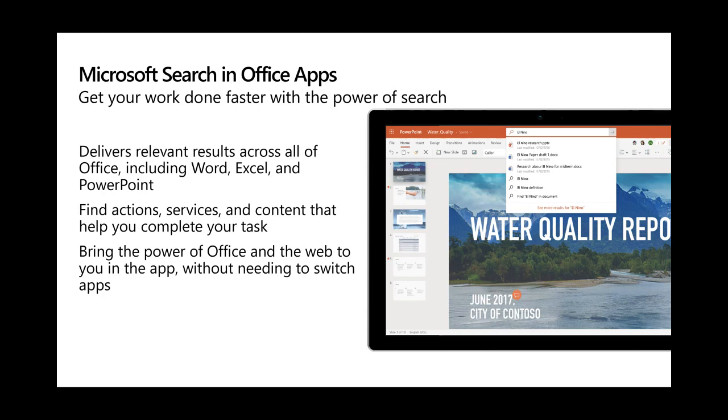So we can give you relevant results across Office, Word, Excel, PowerPoint, both within the browser as well as within the applications on your desktop. It also helps you find actions and services that help you complete your task. So again, these are actionable search results, and this is actionable intelligence. So it's not only about helping you find things, it's also helping you work more efficiently.